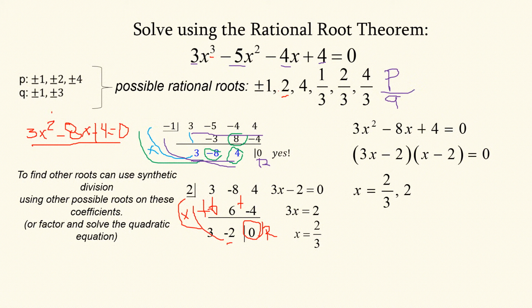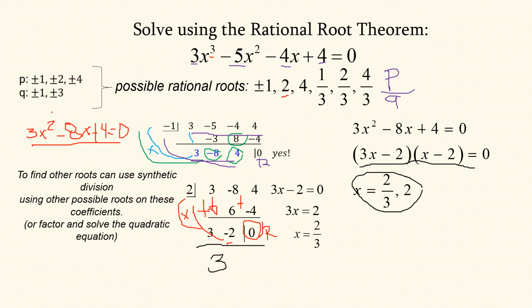Yan, positive 4 dapat yan. Then, kapag kinuha natin yung factors niya, ang makukuha natin ay we have 3x minus 2 and x minus 2. Then, after that, i-equate natin sa 0, kaya siya naging 2/3 and positive 2.